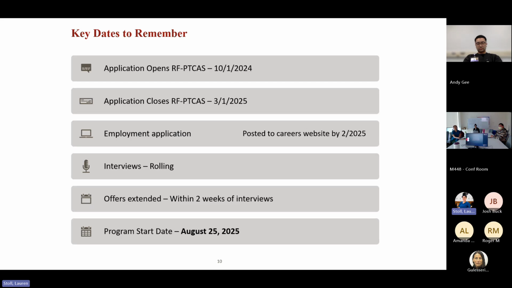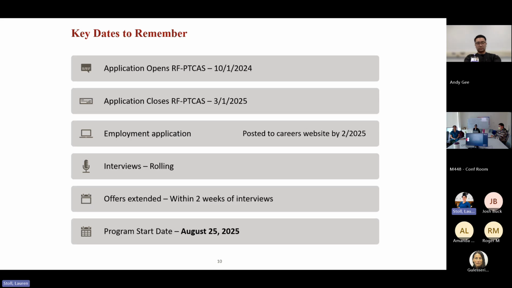It opened on October 1st, and the closing date is March 1st. That is a hard date. So after March 1st, we're no longer accepting applications to RFP TCAS. If you don't have a complete application in, you will not be considered for admission for the program.